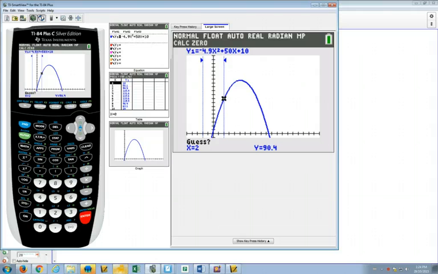Is that x-intercept between those two lines? It is. So when I push enter, it finds it at negative 1.9. This time the calculator got close enough to 0 that it actually wrote y was 0. So that's how you can find your x-intercepts with your graphing calculator.